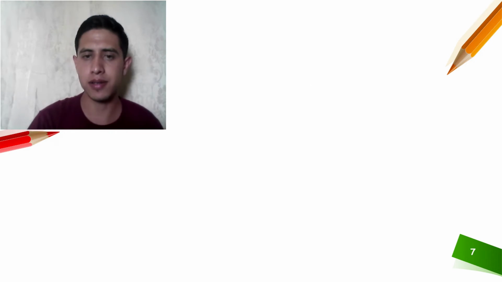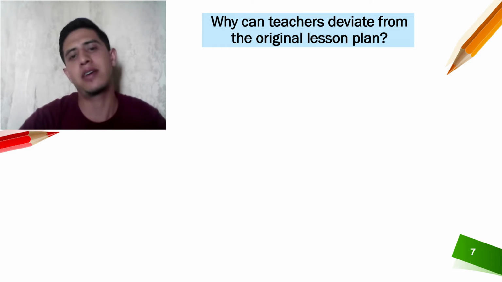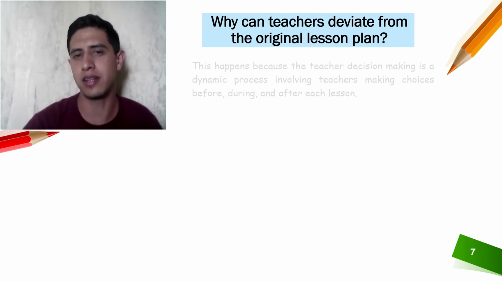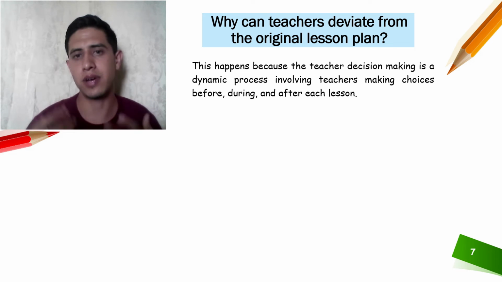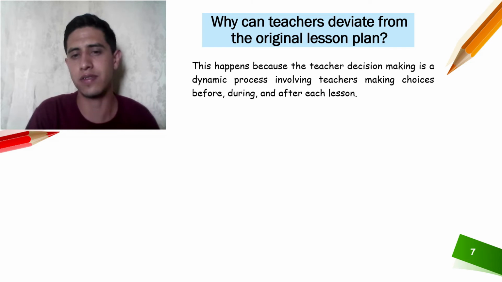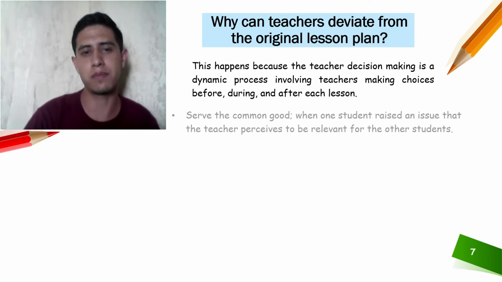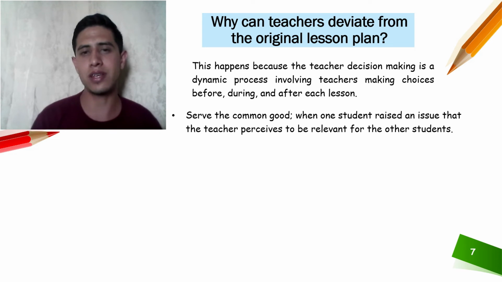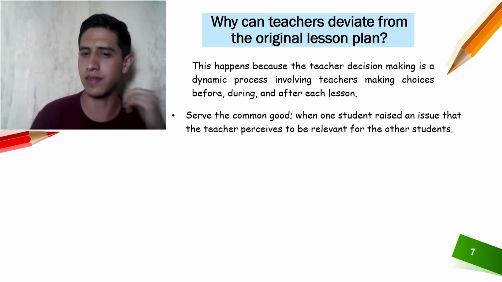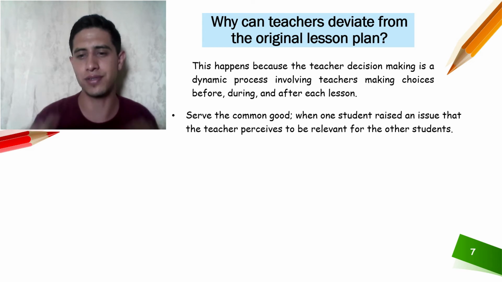So easy. Okay, to the end, I'm going to talk about why teachers can deviate from the original lesson plan, and I'm going to highlight that this happens because teacher decision making is a dynamic process involving teachers making choices before, during, and after each lesson, and we find a lot of causes. For example, serve the common good. This is when one student raises an issue that the teacher perceives to be relevant for other students.